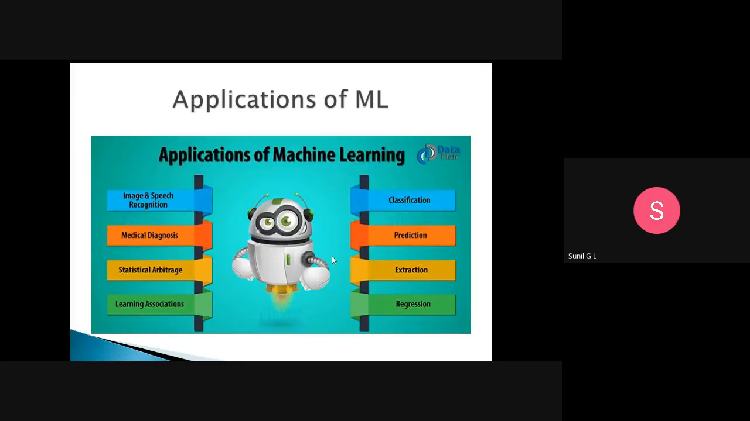What are the applications of machine learning? Here are some examples I have taken. Image and speech recognition. Image recognition is also machine learning. We will give a number of different images, after that we will give a new image, and the system will identify that image. Like that, also speech recognition. When I speak something, it will identify what we are saying.